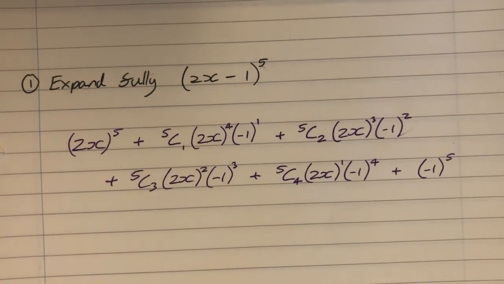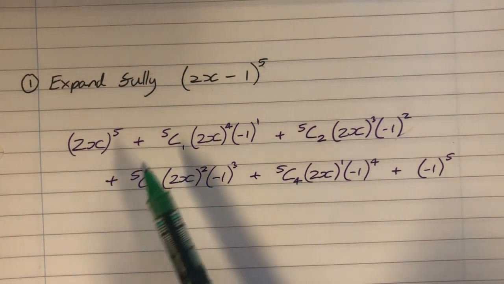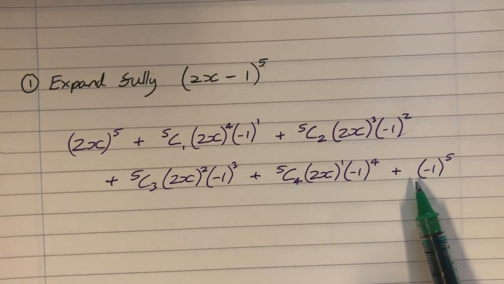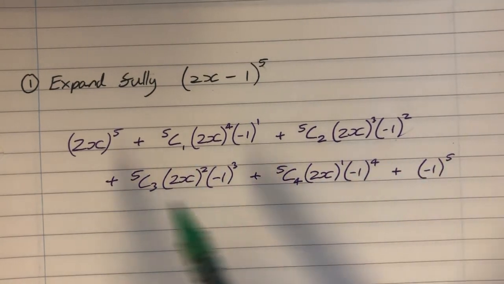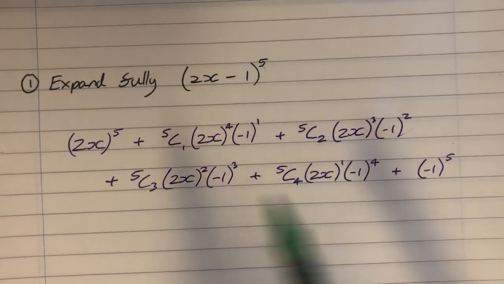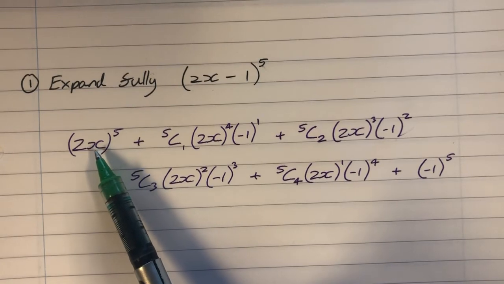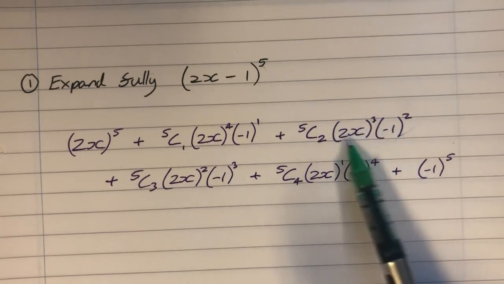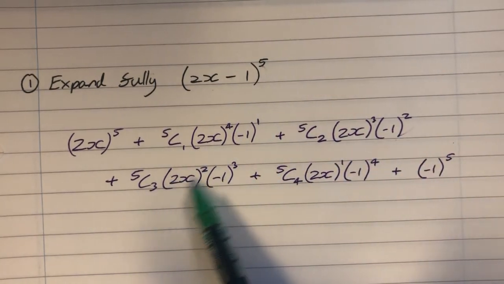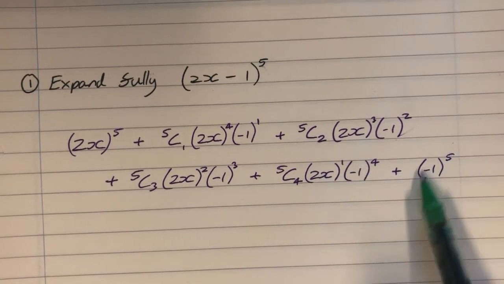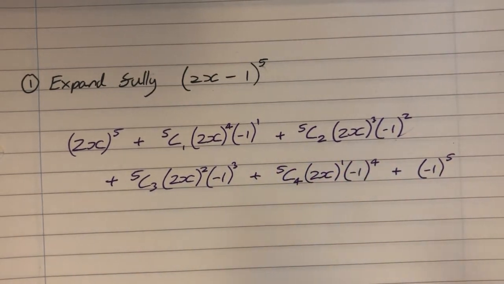But just notice the pattern. I've got 1, 5C1, 5C2, 5C3, 5C4, and then back to 1 again, which is 5C5. So in the binomial coefficients, the r value goes up by 1 each time. There's always 5 items altogether. So here I've got 5 2x's, here I've got 4 2x's and a minus 1, 3 2x's and 2 minus 1s, 2 2x's and 3 minus 1s, 1 2x and 4 minus 1s, and 5 minus 1s. So in each term, there are 5 items, because I have to choose 1 item from each of the 5 brackets.